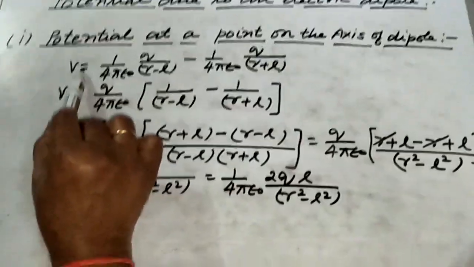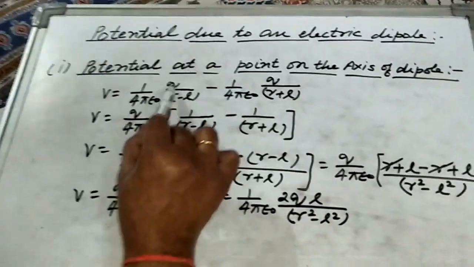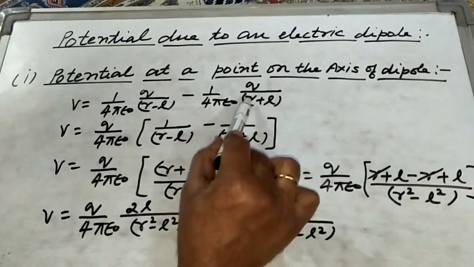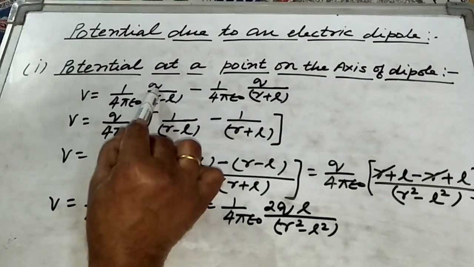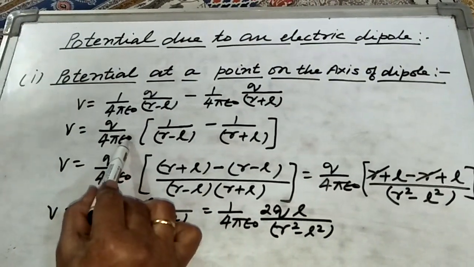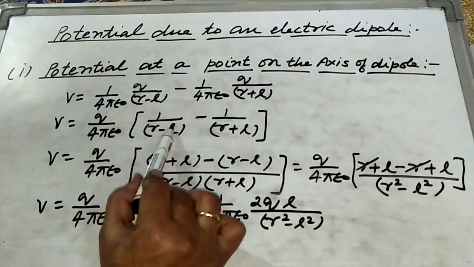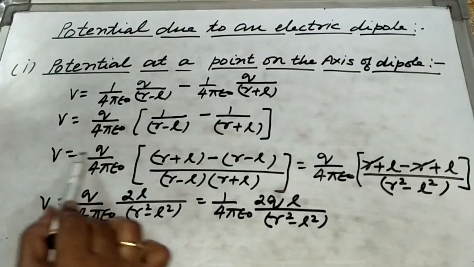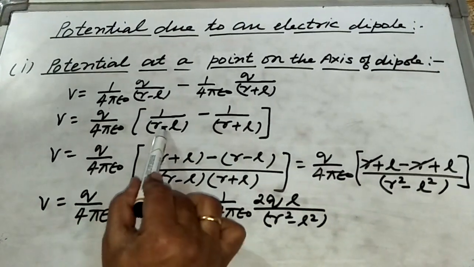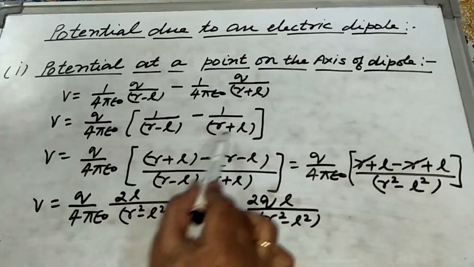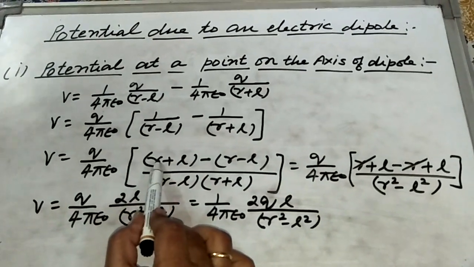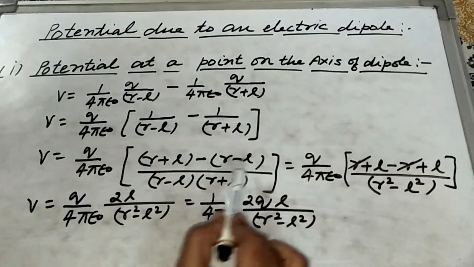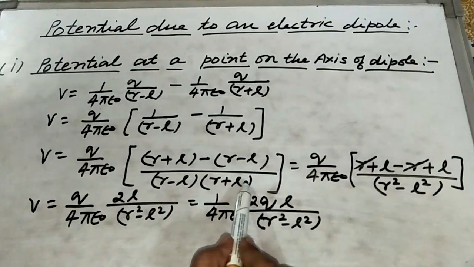So V is equal to 1 upon 4 pi epsilon naught q upon r minus l, minus 1 upon 4 pi epsilon naught q upon r plus l. Now we will take q upon 4 pi epsilon naught common. Inside you will get 1 upon r minus l minus 1 upon r plus l. And finally V is equal to q upon 4 pi epsilon naught. We'll take the LCM here, r minus l into r plus l. Here, simple calculation: r plus l minus r minus l, upon r minus l into r plus l.